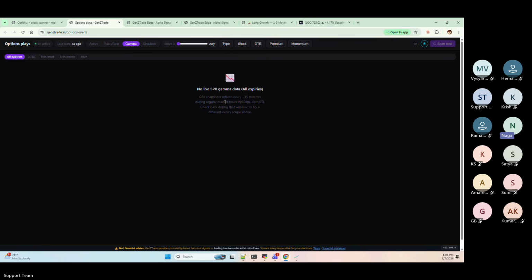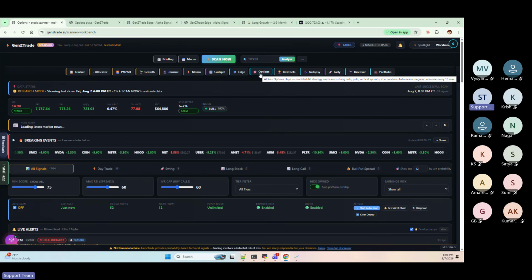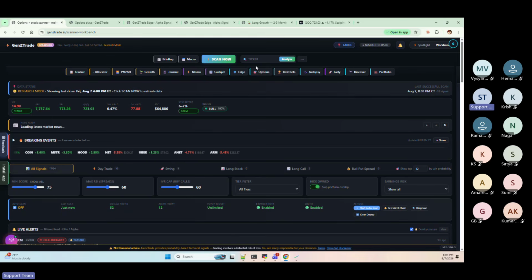Which tab is that? No, this is the option alert, which is here, and this is only for alpha users. It's not there for elite, because some functionalities are different, so it's for alpha. If you're an alpha, then you can access the data.